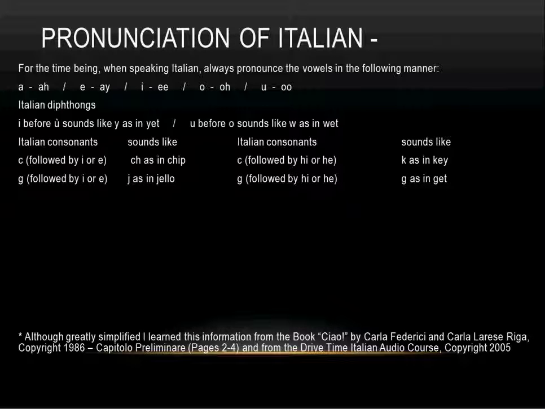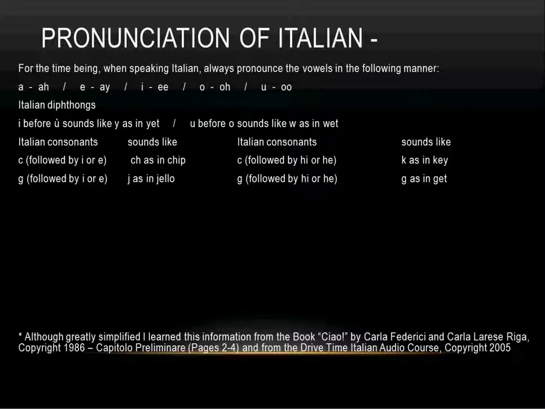The same rules hold true with G. If you have a G that's followed by an I or an E, it sounds like the J in jello. As opposed to G followed by A, O, or U, as with the C, it remains hard at that point in time. Like gusto or goat. But when it's followed by an I or an E, it's affected the same way that a C is, except the soft G is J, as in jello.